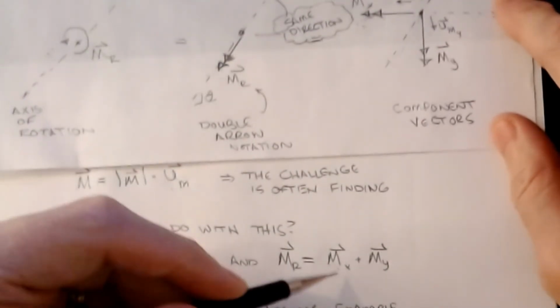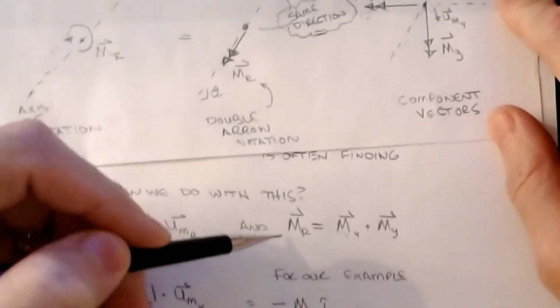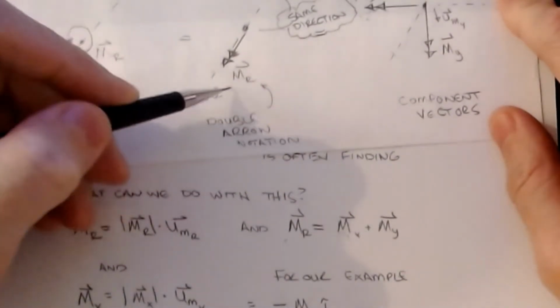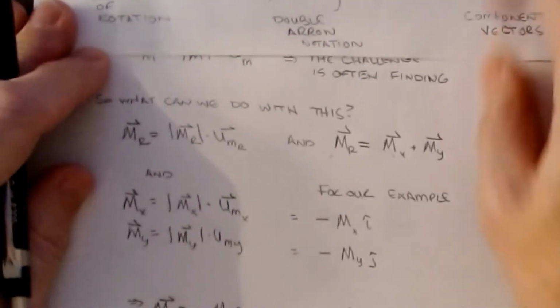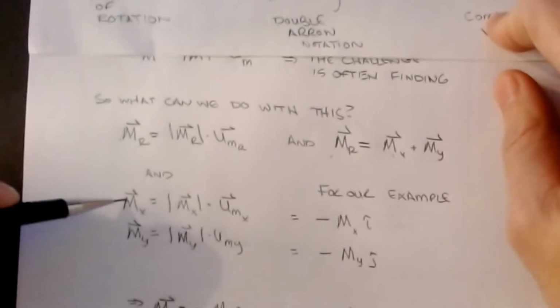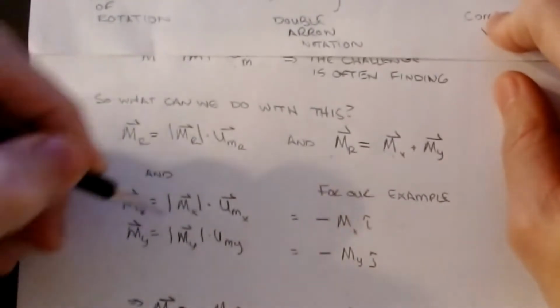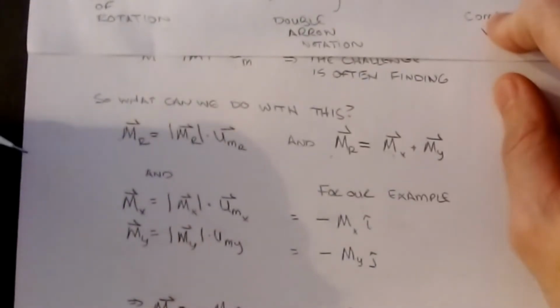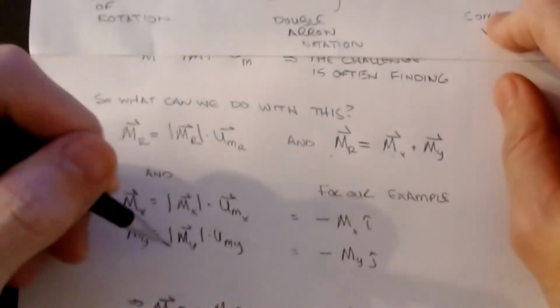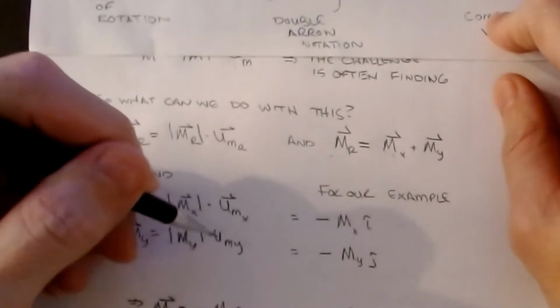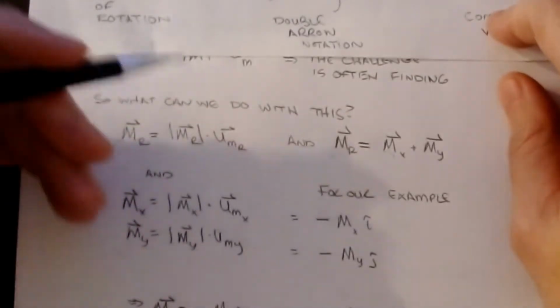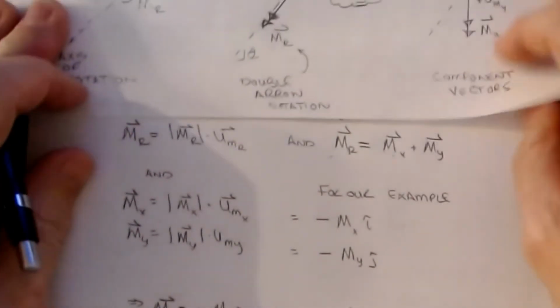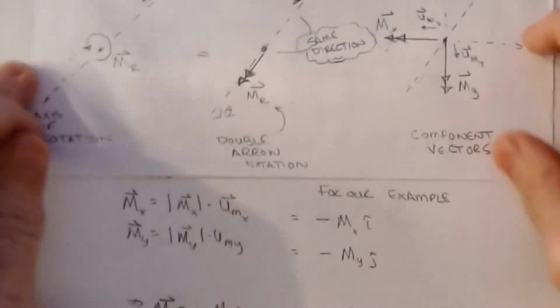If I can define the moment about the x-axis plus the moment about the y-axis, the vector sum of those is that MR we had here. Okay, that's kind of cool. And then for each of these vectors, I can play the game again. The moment about the x-axis is the magnitude of mx dotted into the unit vector that tells me the mx. And the my is the magnitude of my dotted into a unit vector that tells me the my.